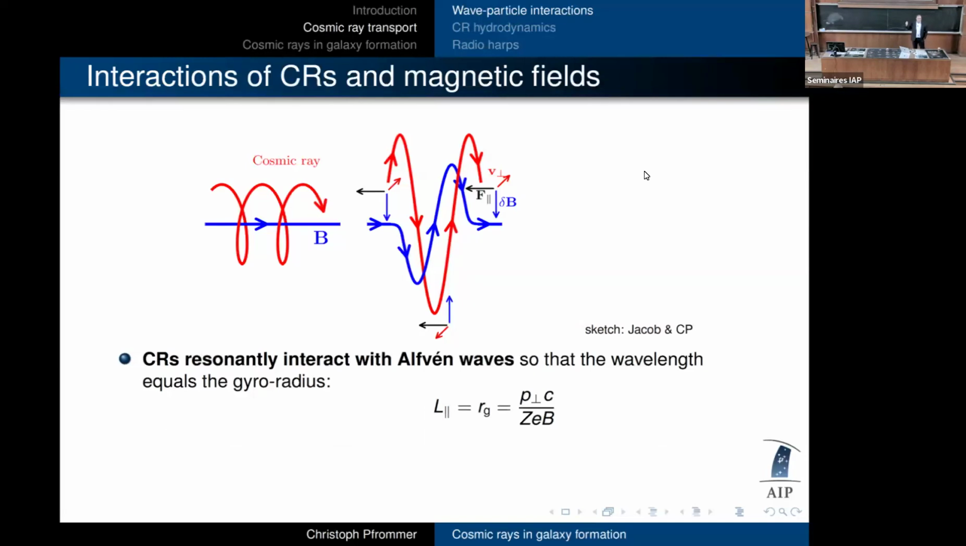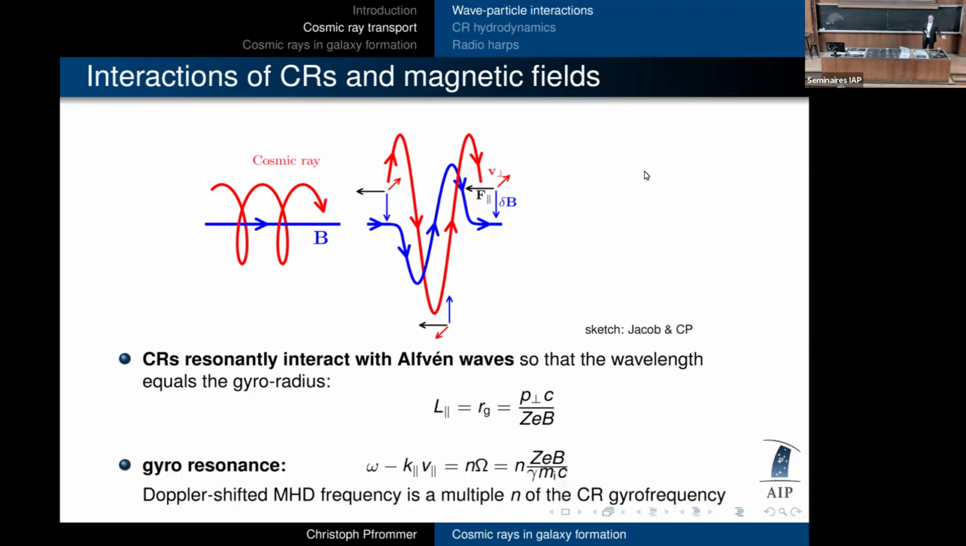Now, as we have a resonant interaction like shown in the sketch here, you can see that our cosmic ray of a gyro radius shown here interacts with an Alfvén wave that has a wavelength that is equal to the gyro radius. And you can immediately see that by changing the wavelength, you basically move off the resonance. So that's the picture with the Lorentz forces in configuration space. And the equivalent picture is if you go to Fourier space, and there you can simply write down your resonance condition that the Doppler shifted MHD frequency on the left-hand side is a multiple n times the cosmic ray gyro frequency. That's the equivalent statement in Fourier space. Okay?